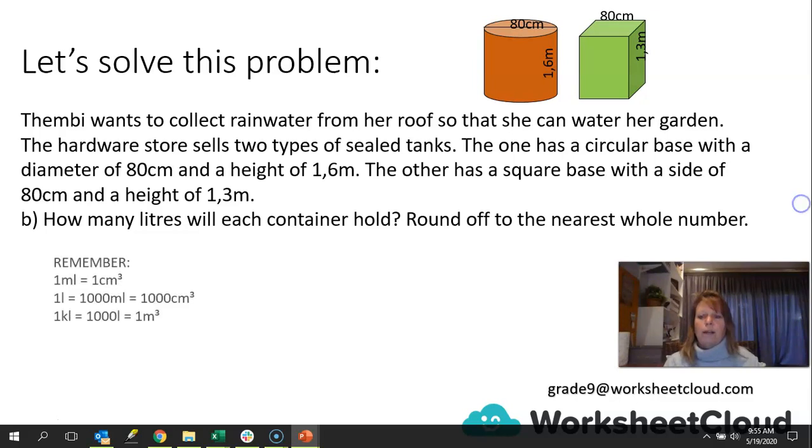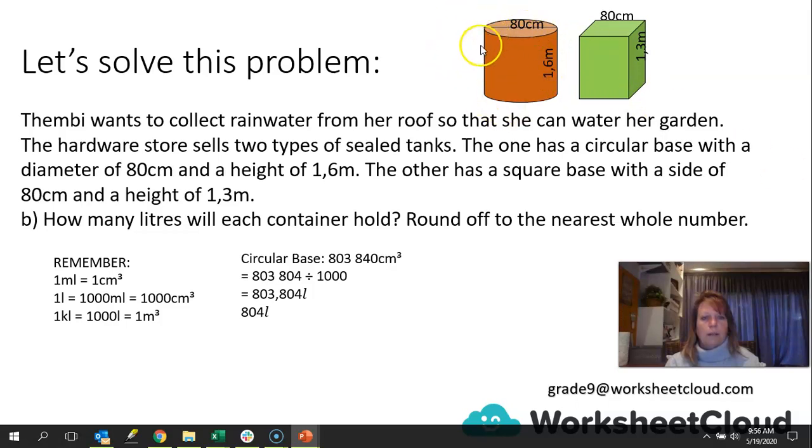Okay, we need to first of all remember our conversion table, and we've got our circular base as being 803,840 centimeters cubed. Okay, we've got to divide that by 1,000 to give us our liters. Remember, we're going backwards now. There we go, divided by 1,000. It's going to give me 803,84 liters, but it did say round off to the nearest whole number. So we're going to look at the 8, and rounding it off, it's going to be 804 liters.